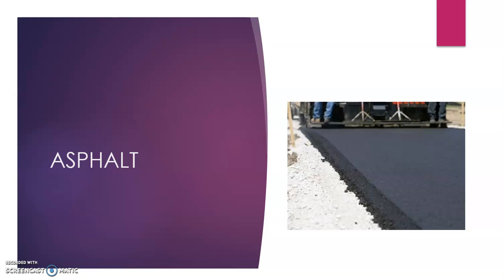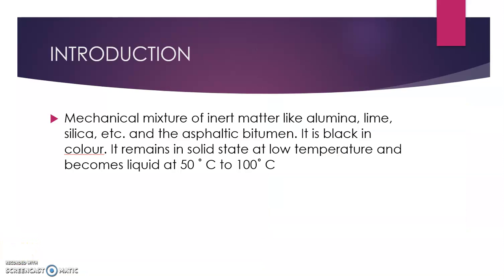Hi, so going ahead, the next type of bituminous material that we're covering is asphalt. Now, what is asphalt? Asphalt is basically a mechanical mixture of inert matter like alumina, lime, silica, and asphaltic bitumen. It's primarily black or brownish black in color. It remains in solid state at low temperatures and becomes liquid at 50 degrees to 100 degrees.